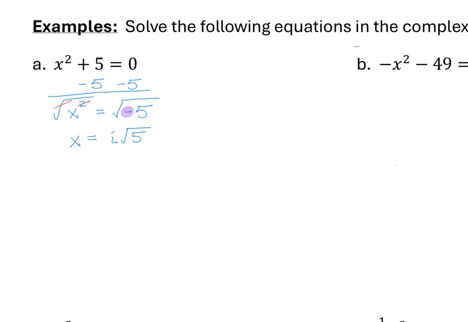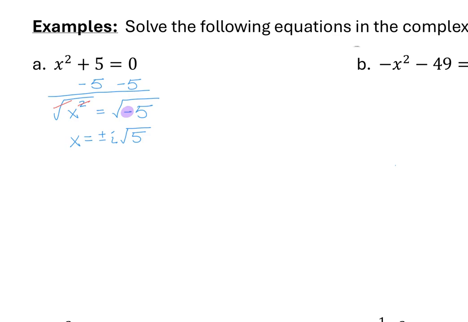We also need to remember, what do we have to do whenever we take the square root of both sides? We have to have plus and minus. And so my final answer is going to be x equals plus or minus i square root of 5. And we're done.